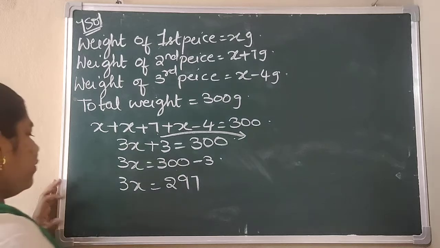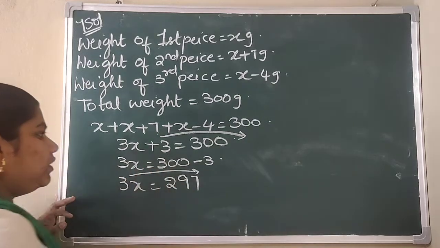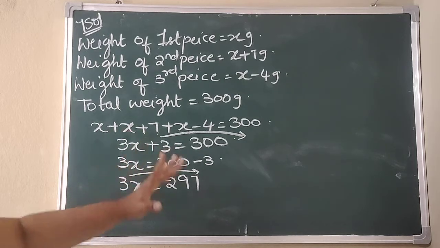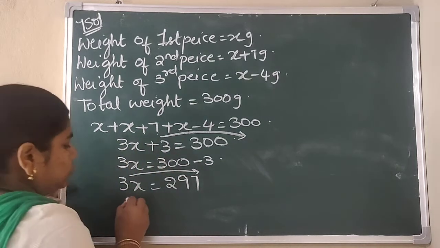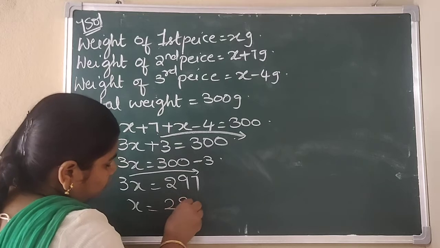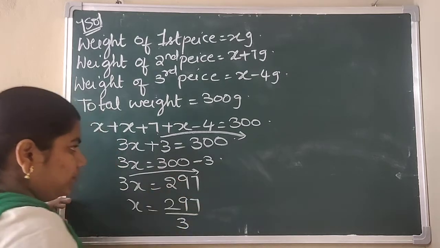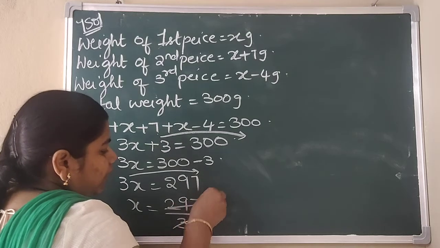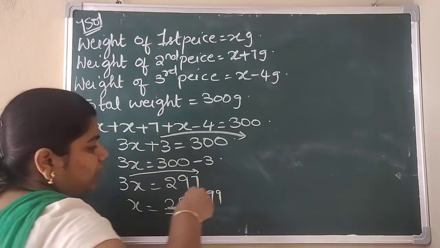Okay, so now we have to divide this. So I am sending that 3 to other side because that is in the form of multiplication. If you send, that will be converted to division. So x is equals to 297 by 3. So 3 ones are 3, 3 nines are 27, 3 nines are 27.